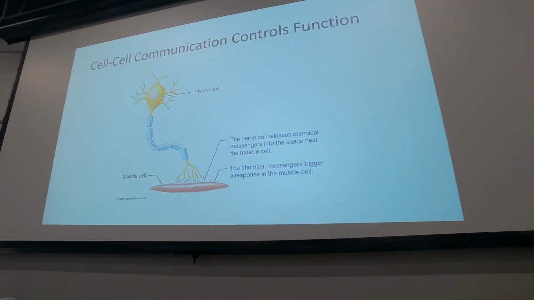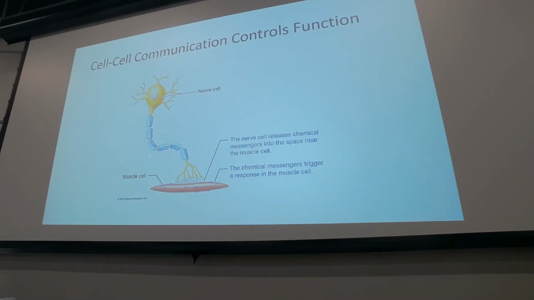So then, gradients drive function. And then cell-cell communication controls function. So cells are not isolated. They work together. In the case of this illustration, you have 2 different cells, a nerve cell and a muscle cell. This nerve cell sends a signal, which we call action potential, into this muscle cell so that this muscle cell can contract and then help us to perform movement.